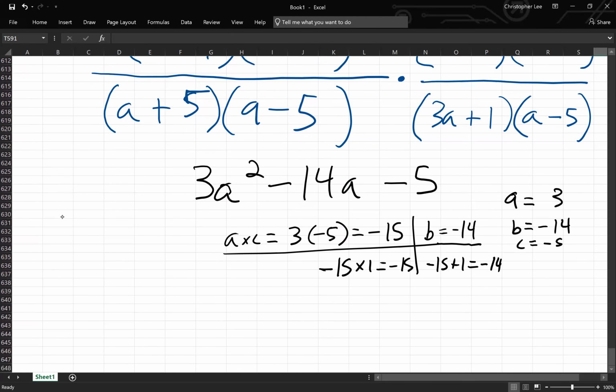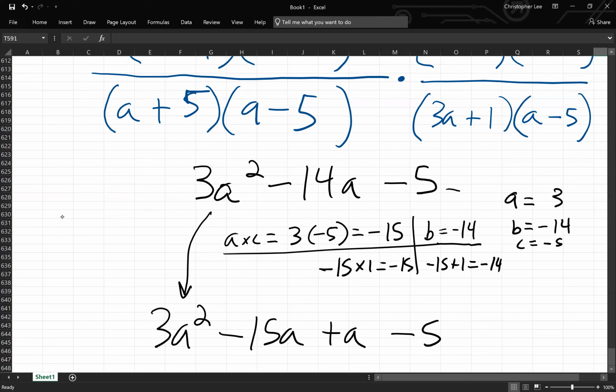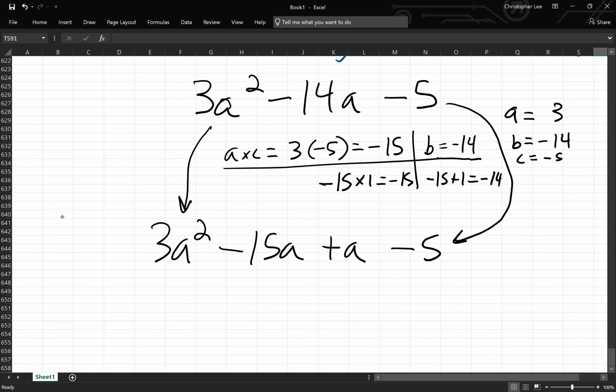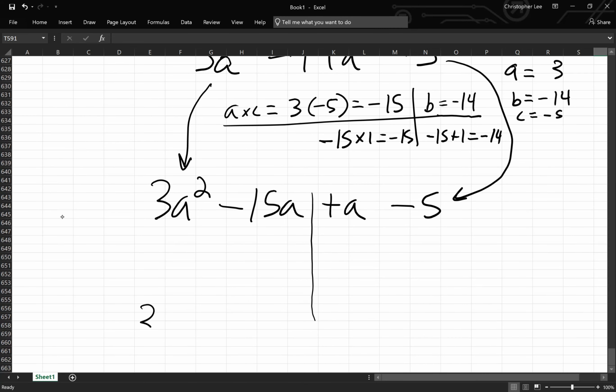Rewrite the equation, right? So now we have the 3a squared, right? Instead of the -14a, -15a plus a, and then -5, right? And that's it. After we do that, you group it, right? So we have a left-hand group and a right-hand group. On our left-hand group, we have 3a squared minus 15a. What's the greatest common factor there? 3a, right? So when I factor out a 3a, what's left over?